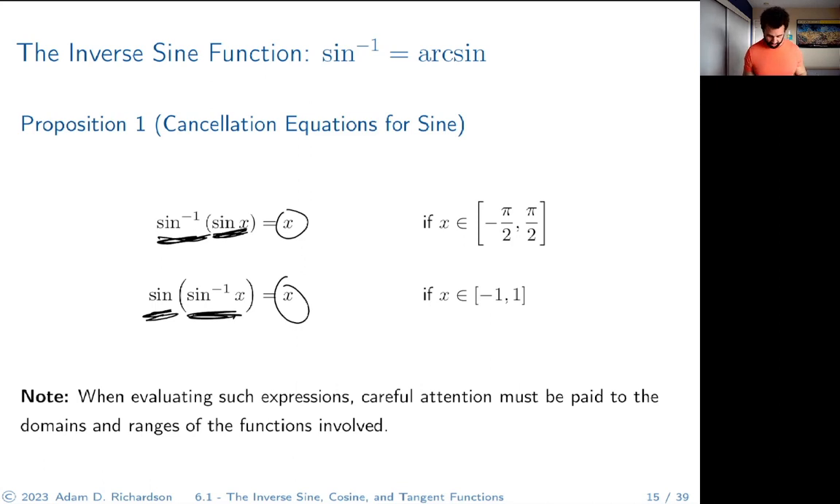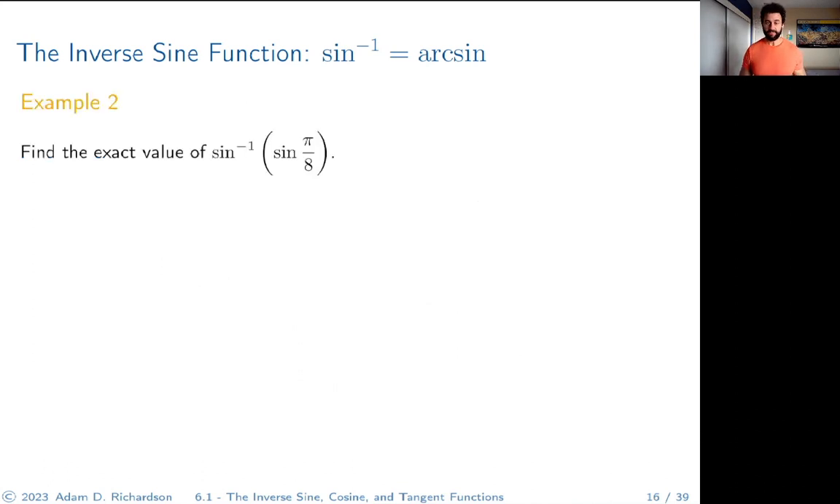So that's why I have this important note down here. When you're evaluating these expressions, it is very important to pay careful attention to the domains and the ranges of the functions involved, because the cancellation will not always work out the way that you expect it to. So you're not always going to end up with x. What I mean is you're not always going to end up with the same thing that you started with, because the domains that we restricted things to play an important role. We'll see in just a minute here.